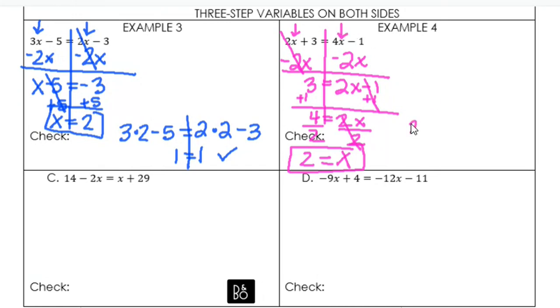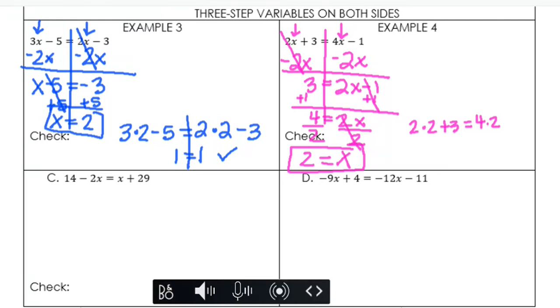All right, when we check it, we're going to plug in 2 for x on both sides. So we're going to get 2 times 2 plus 3 on the left. On the right side, 4 times 2 plus, not plus. Let me fix that. Minus 1. There we go.